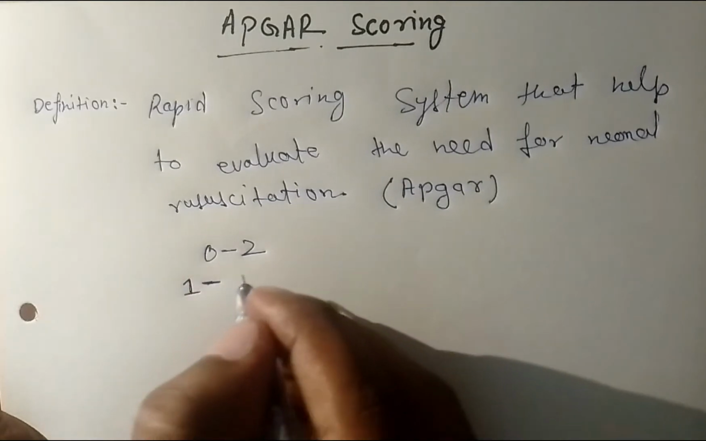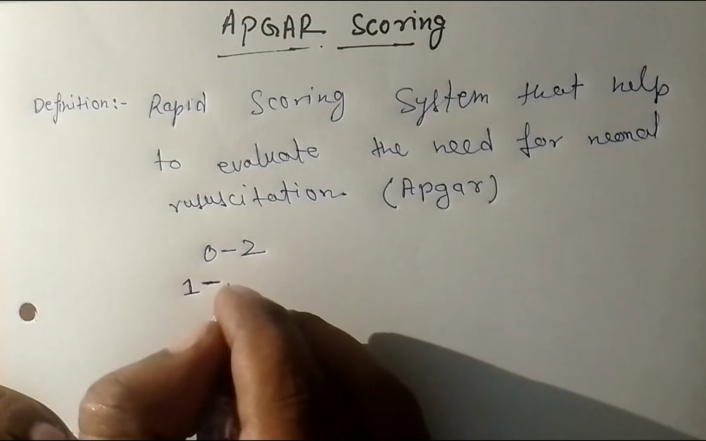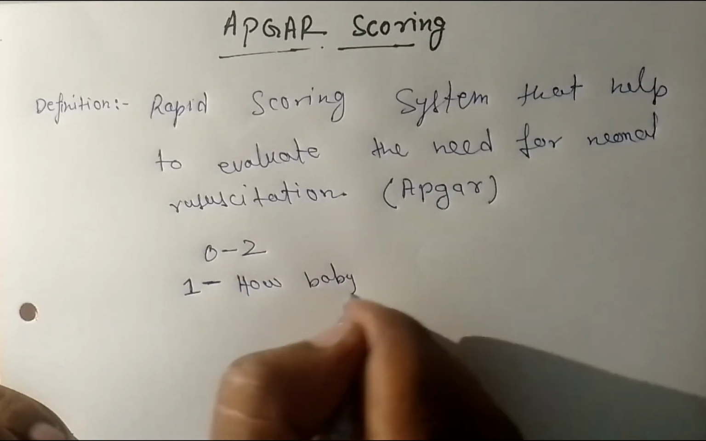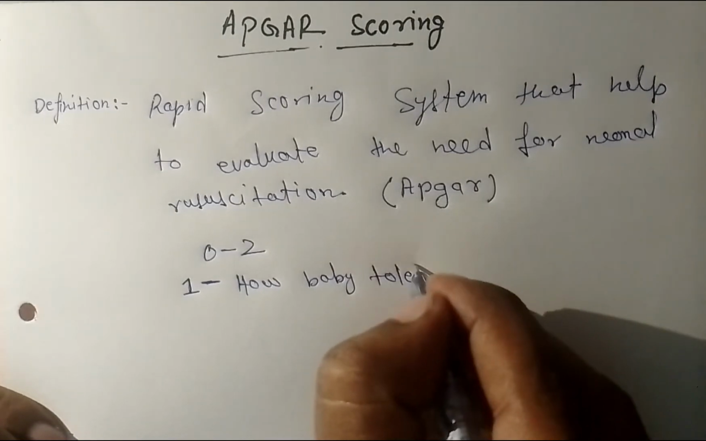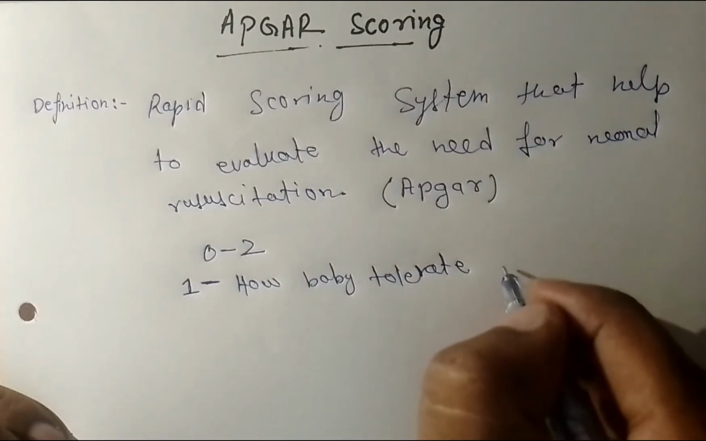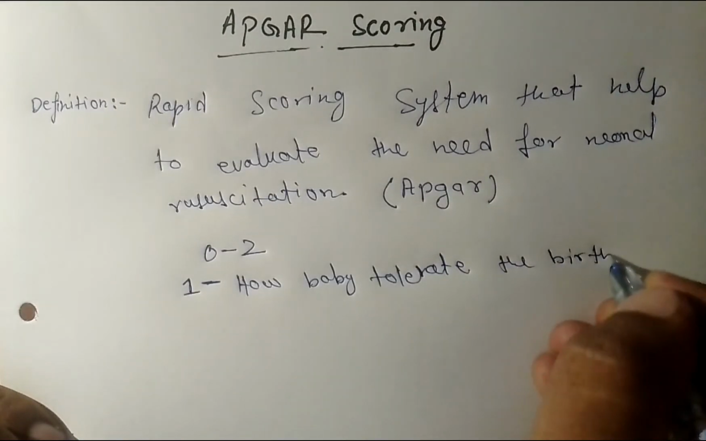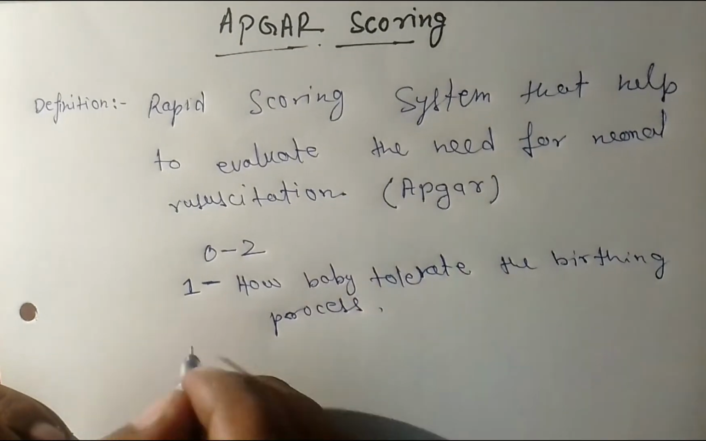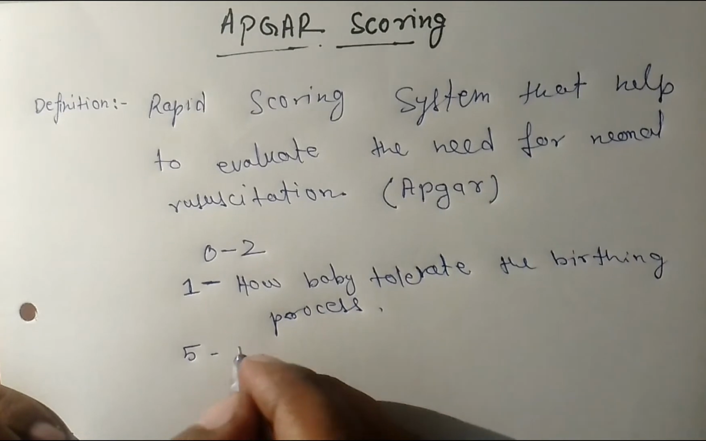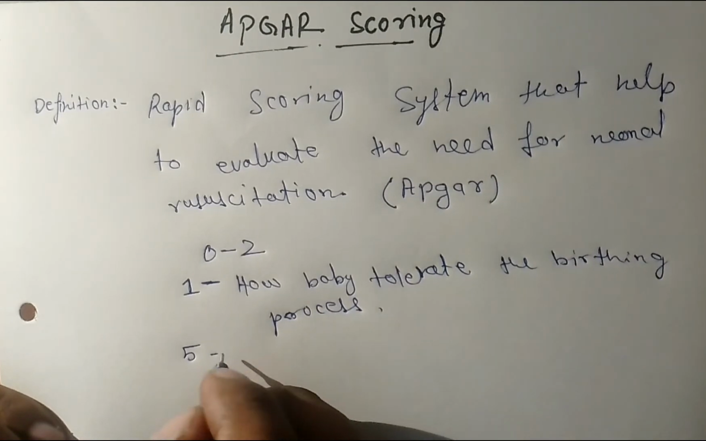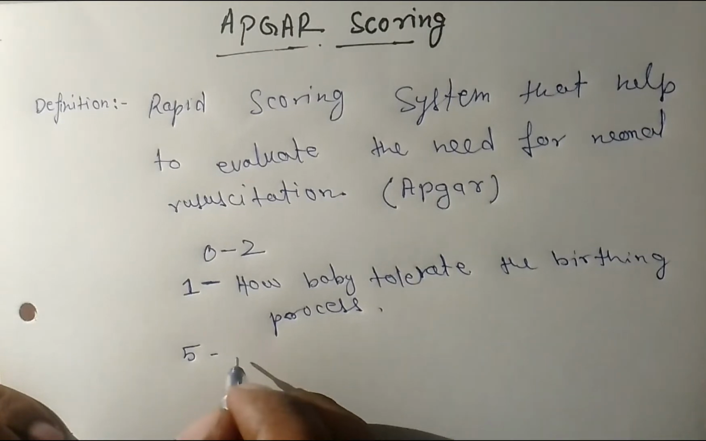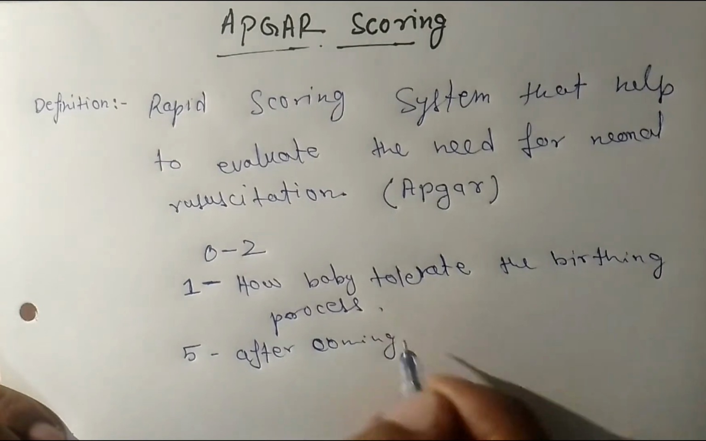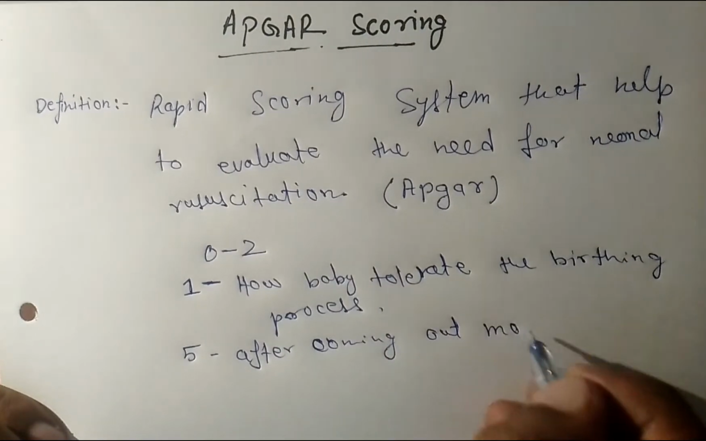First we assess at 1 minute, to determine how the baby tolerates the birthing process. And at 5 minutes we assess how well-being the baby is after coming out of the mother's womb.